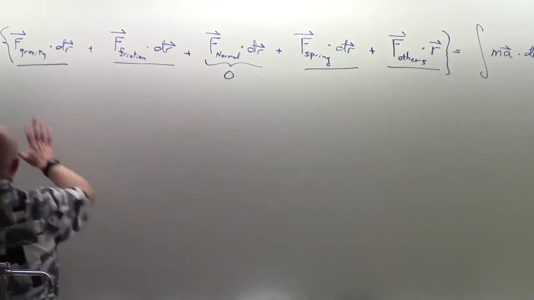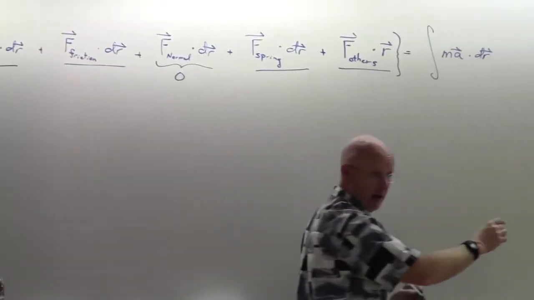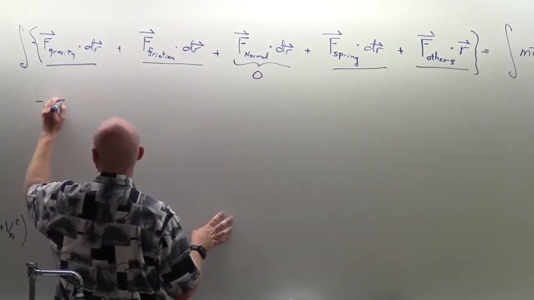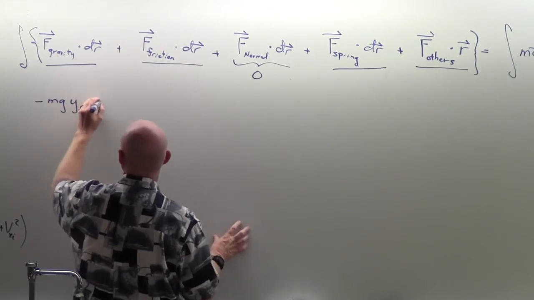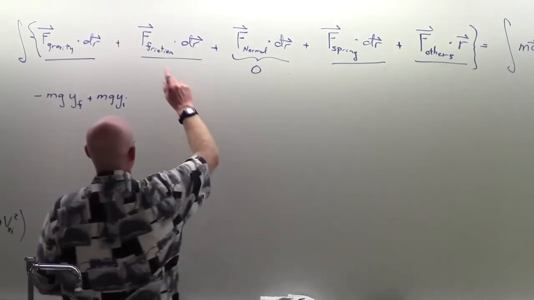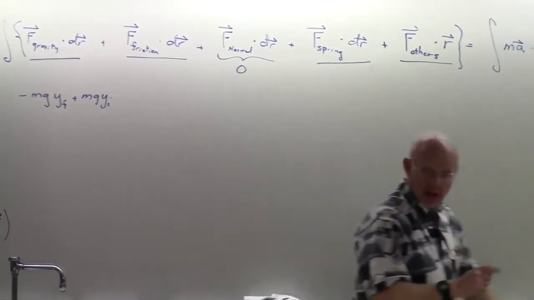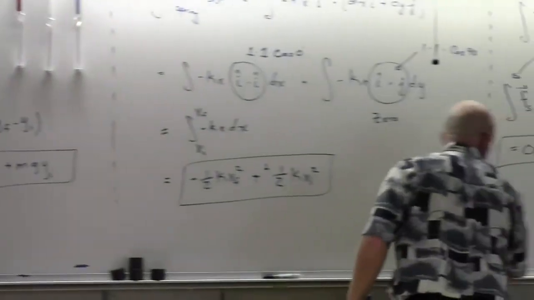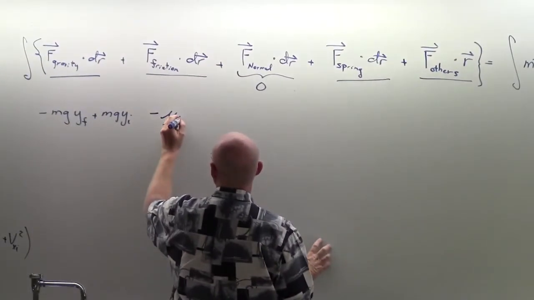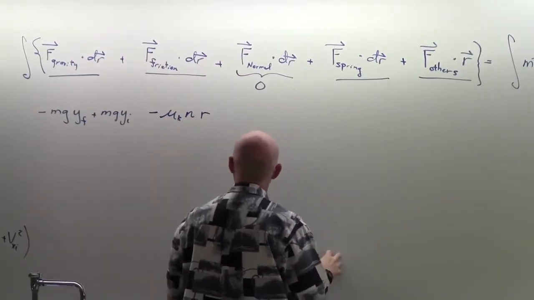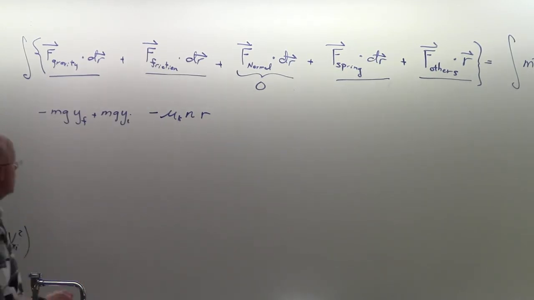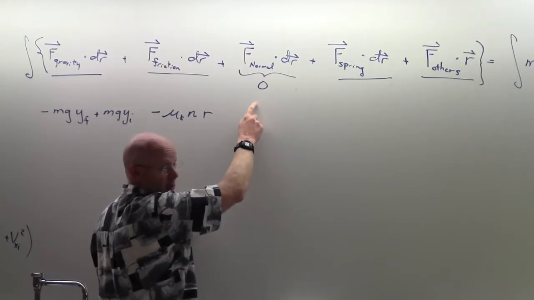And so let's start with this first term right here. It's still on the board. This is the integral we got. This is a minus mgy final plus mgy initial. Fair enough? The friction one is this one way over here. Okay, let's write that one. That is a minus the coefficient of friction times the normal times r. That's if it's kinetic friction. It would be 0 otherwise. Normal force, well, we just argued that that one was 0.